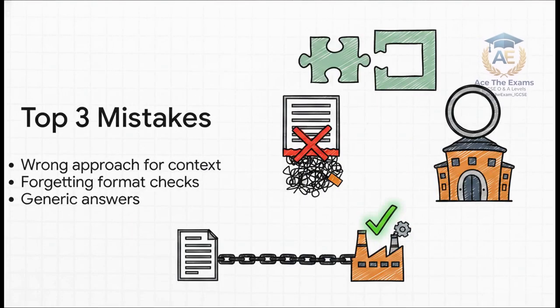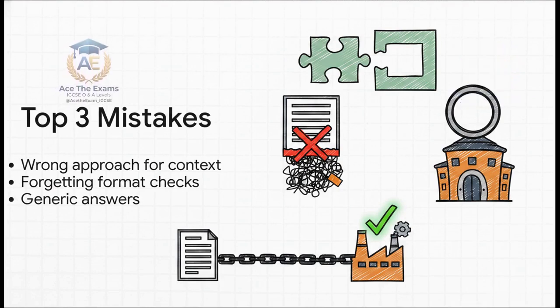So, what are they? Here are the top 3 mistakes pulled straight from the examiner reports. Number 1, using the wrong approach for the given context. Number 2, forgetting those all-important format checks we discussed earlier. And number 3, this is a massive one, providing generic, non-specific answers.